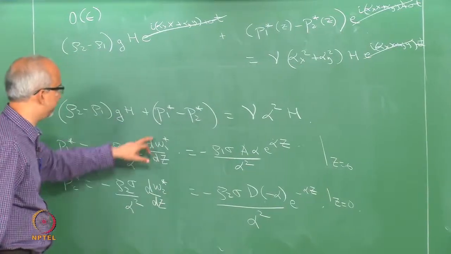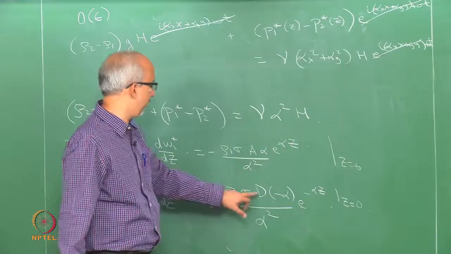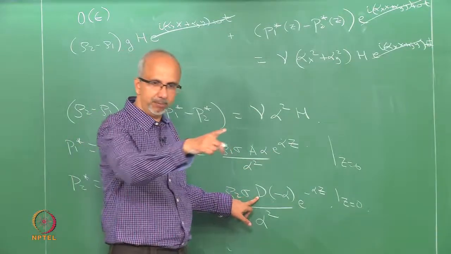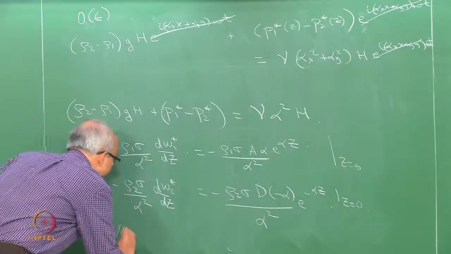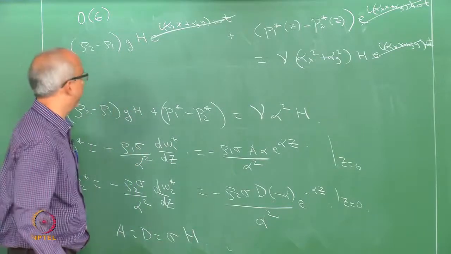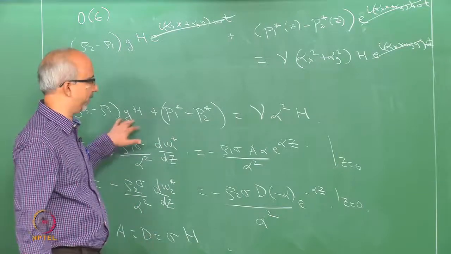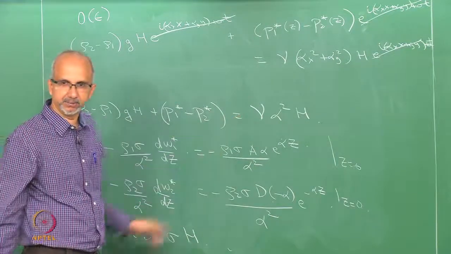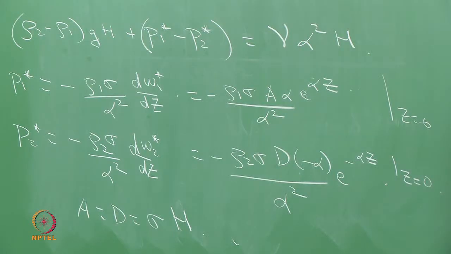So the idea is that this is going to be evaluated at z equal to 0, and now I can substitute this here, and remember we already have a relationship between A, D and H. We derived that A and D are A equals D equals sigma H. So I think I got everything now that I wanted. I am going to substitute all this back here and get a relationship between alpha and sigma squared.